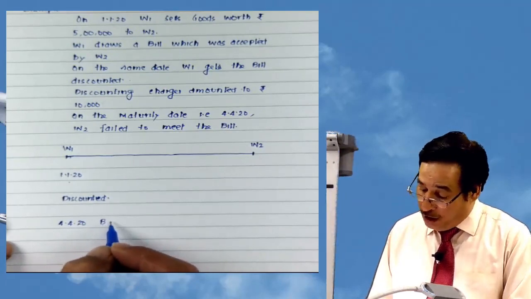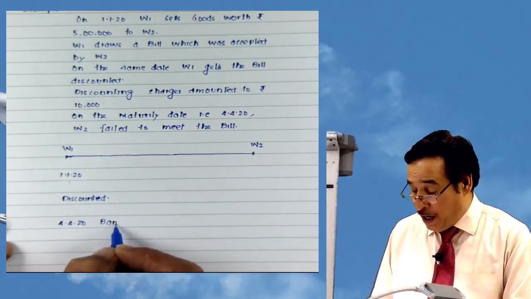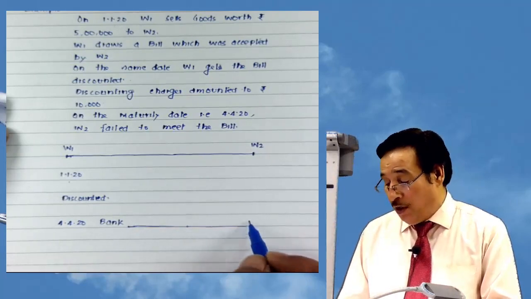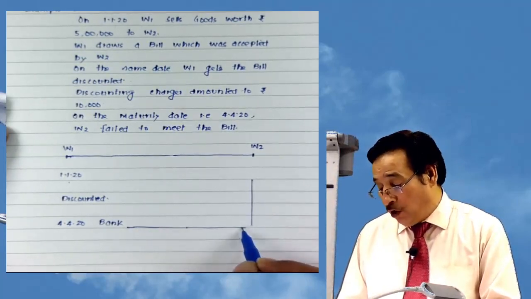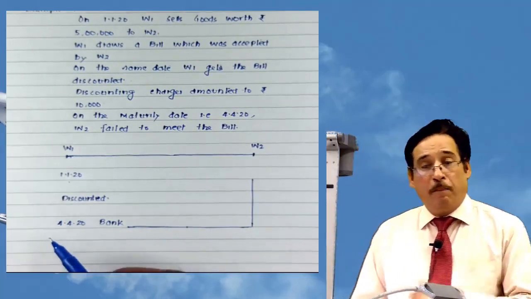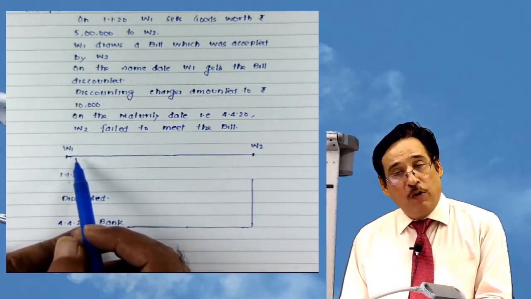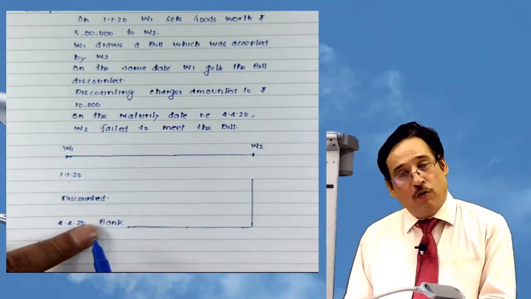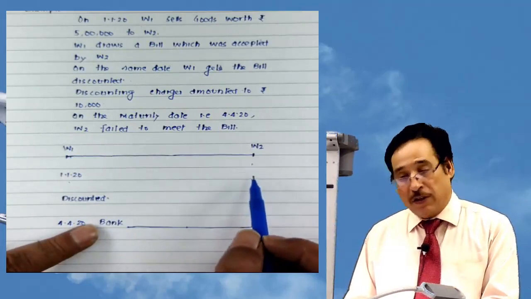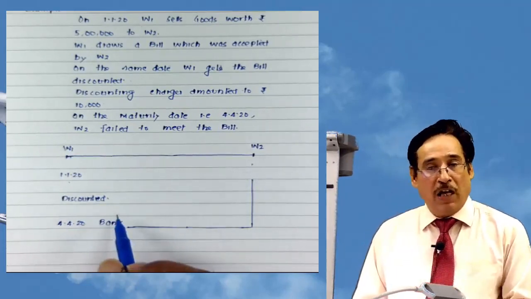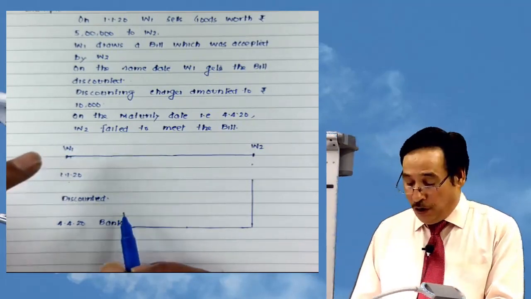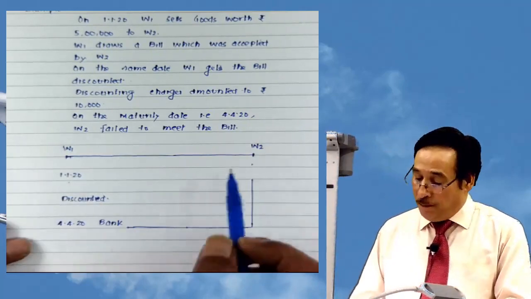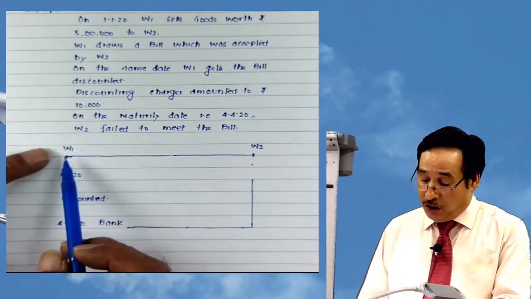Now on 4th of April 2020, because the bill is in the hands of the bank, the bank will have to approach W2. And when W2 does not honor the bill, the bank will try to recover the amount from W1, because W1 discounted the bill with the bank, and the bank has already paid the money to W1. So on the maturity date, when the bank does not receive the money from W2, whom will the bank hold liable? Of course, the bank will hold W1 liable and ask them to honor this bill. So when the bill is dishonored, we shall have to pass the entry.